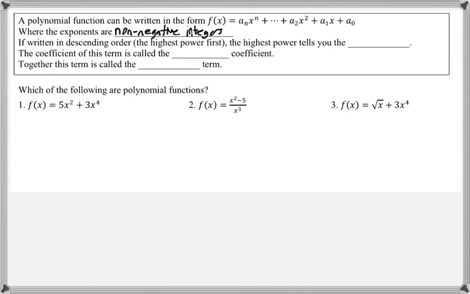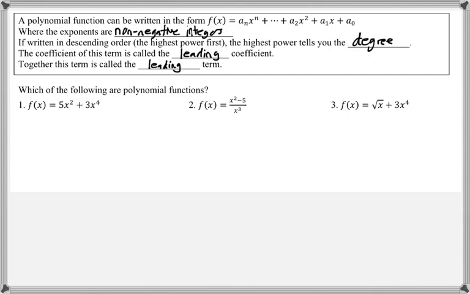And if it's written in descending order, which is where the highest power is first, then the highest power tells you the degree. The coefficient of this term is called the leading coefficient. That's something that's going to come up. And together this term is called the leading term.